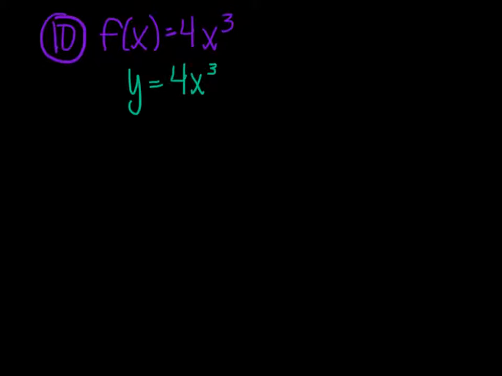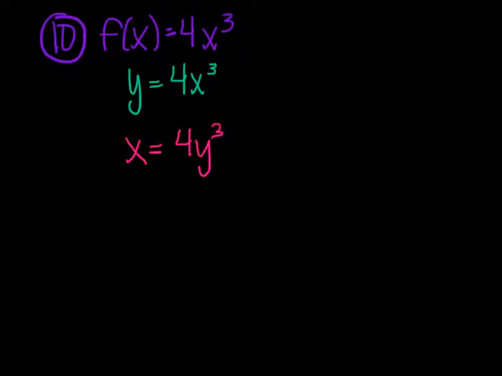So for number 10, we're going to do the same thing. The original function is f of x equals 4x to the third. So the first thing we're going to do is switch f of x for y. So we've got y equals 4x to the third. And then to find the inverse, we're going to switch the x and the y values. So x equals 4y to the third, and now we're solving for y.